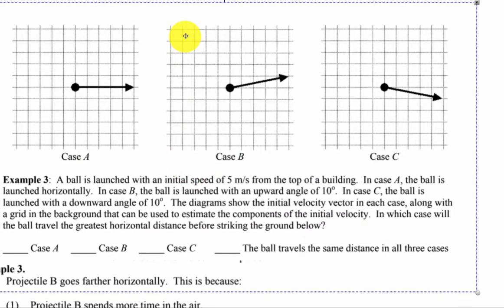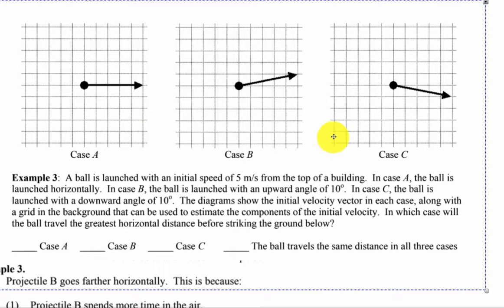All right, so we have these three cases, case A, B, and C. A ball is launched with an initial speed of 5 meters a second from the top of a building. In case A, the ball is launched horizontally. In case B, the ball is launched with an upward angle of 10 degrees. In case C, the ball is launched with a downward angle of 10 degrees.